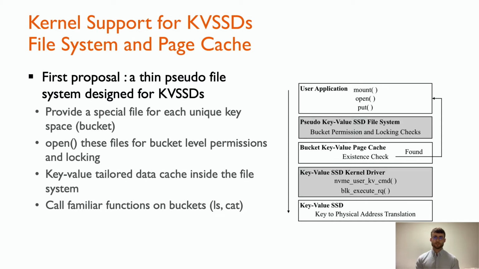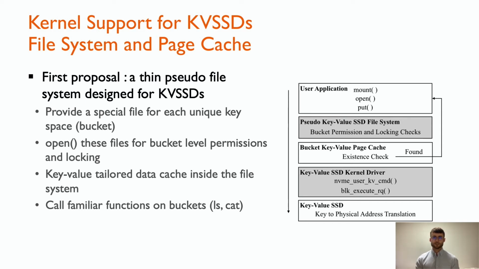To help mitigate these problems, our first proposal is a thin Pseudo file system that provides KeyValue SSDs with a file abstraction. These files would be at the key space or bucket level, allowing safe sharing and concurrent access to buckets inside a KeyValue SSD using familiar interfaces. Inside this Pseudo file system would be a cache designed for the caching of variable length KeyValue pairs.